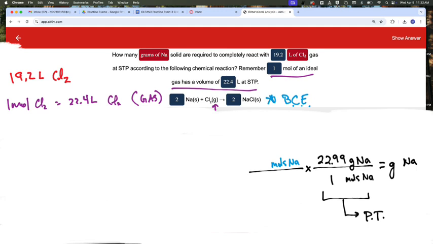Chlorine. We got a ton of chlorine showing up in our given information, and we're running a calculation that has nothing to do with chlorine. So if I could somehow convert my moles of sodium into chlorine, that'd be pretty cool.